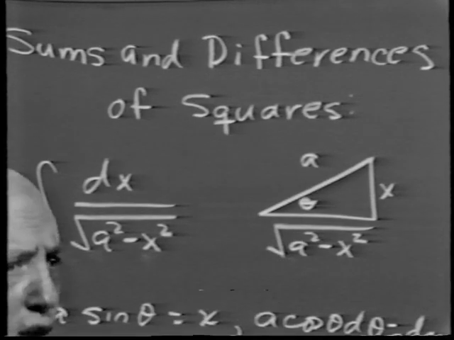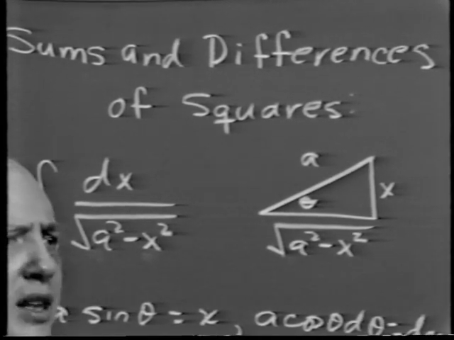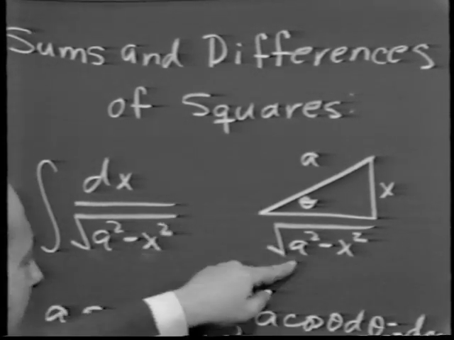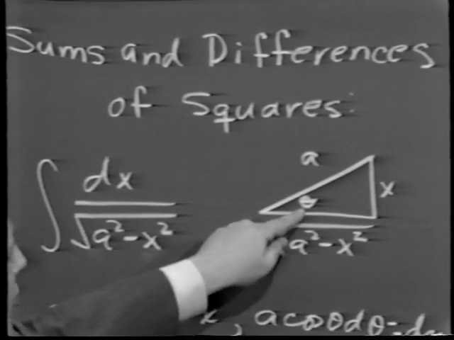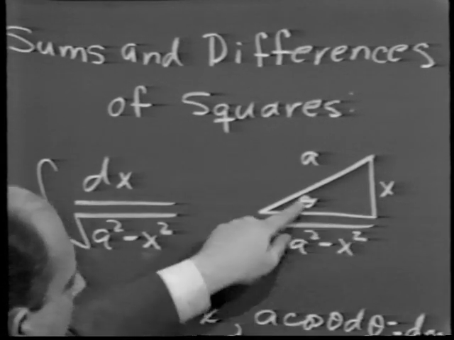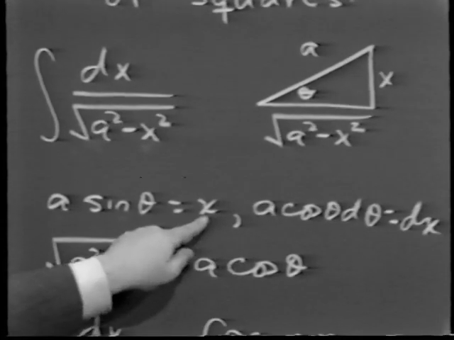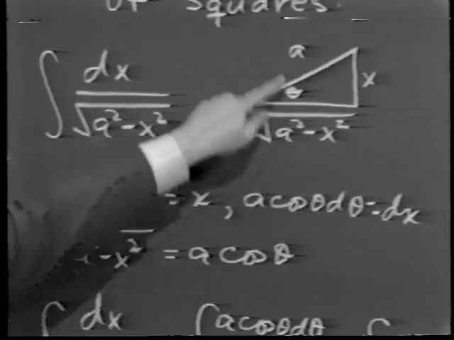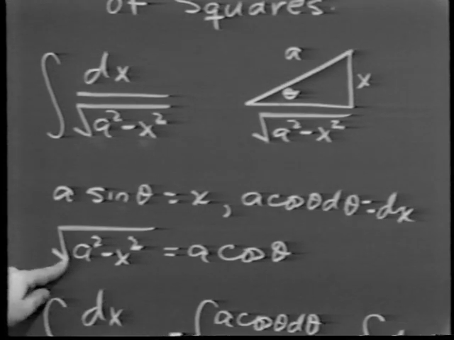As I say, we've done this before, but I would like to reinforce this at this particular stage, especially now that we're more familiar with both the inverse circular and inverse hyperbolic functions. At any rate, we use this reference triangle. From this triangle, the easiest relationship to pick off involving x is that sine theta is x over a, or a sine theta equals x, from which it follows that a cosine theta d theta is dx. The square root of a squared minus x squared over a is cosine theta. Therefore, the square root of a squared minus x squared is a cosine theta.